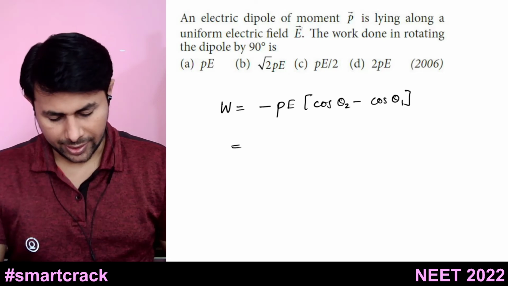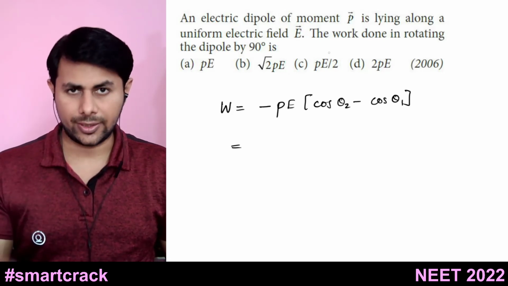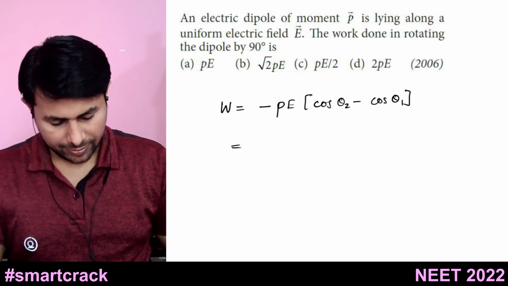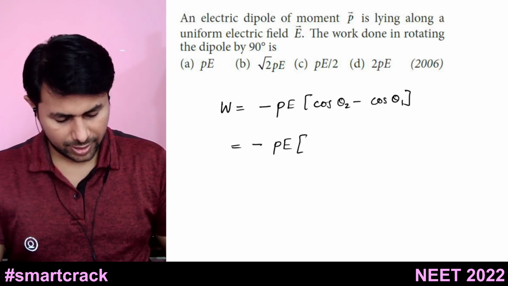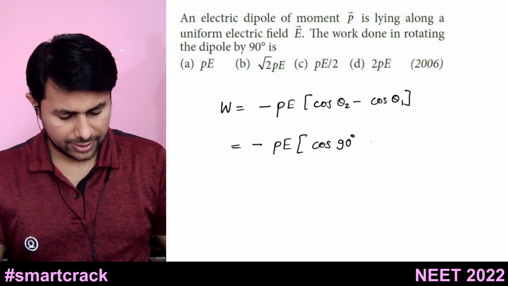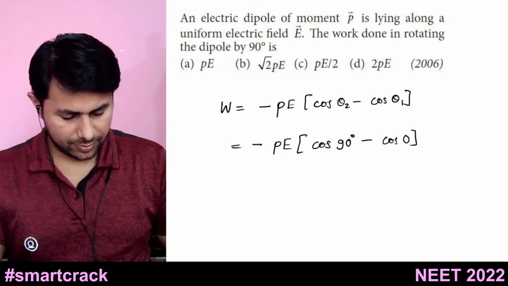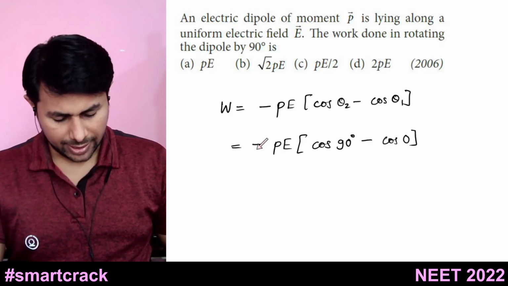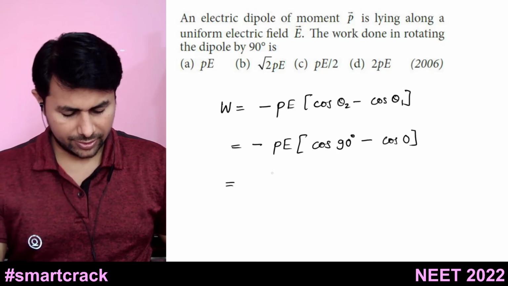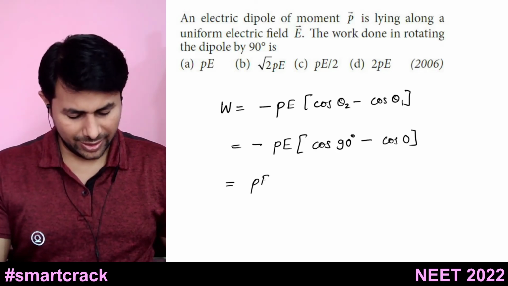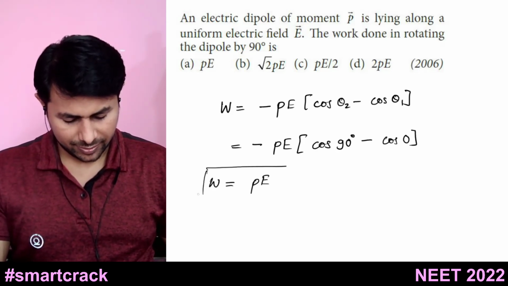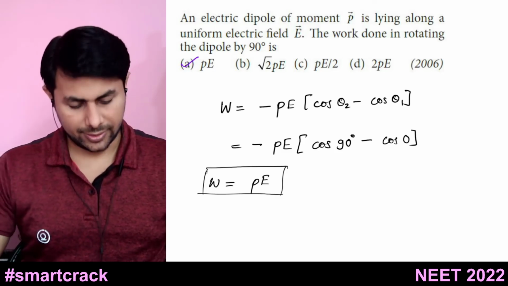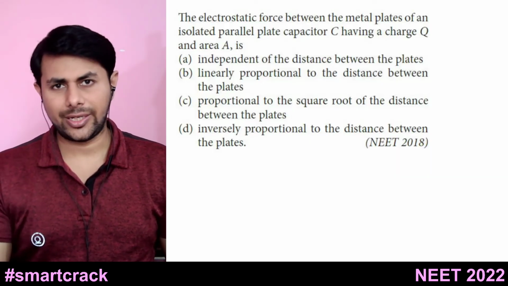Initially it is lying along the electric field, so angle is what? 0 degrees. Then the final angle is 90 degrees. So minus PE into cos 90 degrees minus cos 0. So cos 90 is 0, cos 0 is 1. So this is minus 1, multiplied by this negative sign. Okay, so it is plus 1. So it is P times E. So that's the work done. Okay, so option A is the answer. All right, let's move on to the next question.